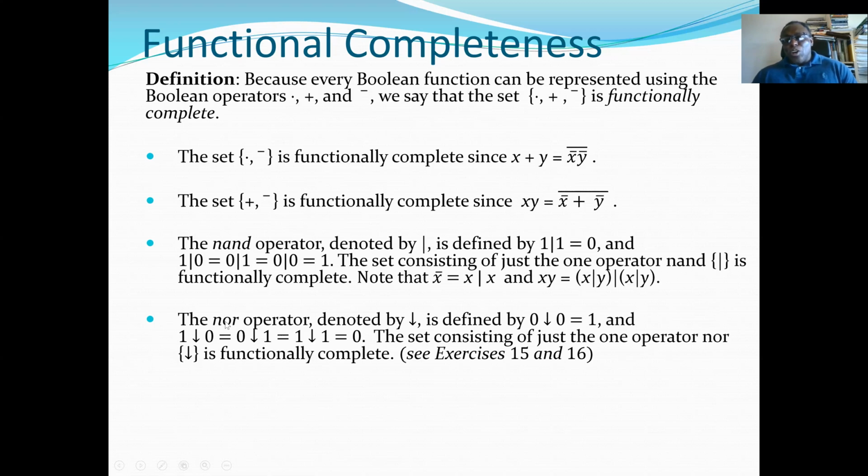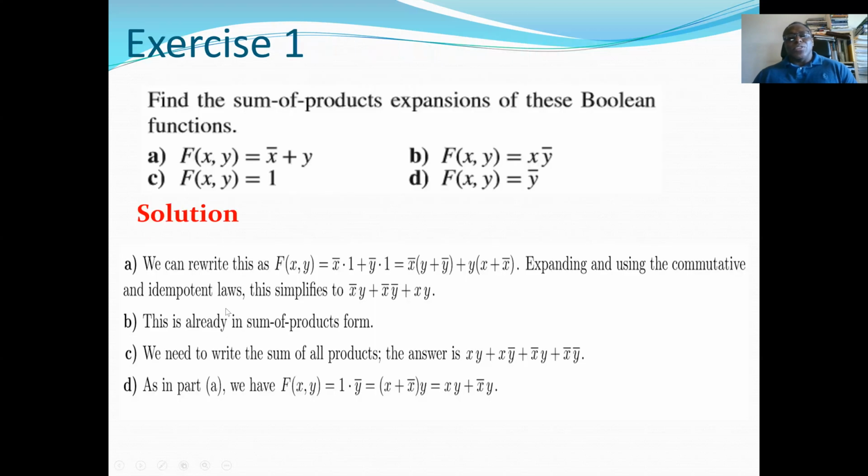Also, we have a NOR. NOR means not OR. So if I have 0 plus 0, the answer is 0, then not 0 is 1. 1 plus 0 is 1, and not 1 is 0. So if I'm using NOR, you can see that 1 NOR 0 will give me 0. Why? Because 1 plus 0 is 1, and not 1 is 0. So in conclusion, NAND represents the complement of AND, and NOR represents the complement of OR. We may go into more detail on this in the next lectures.